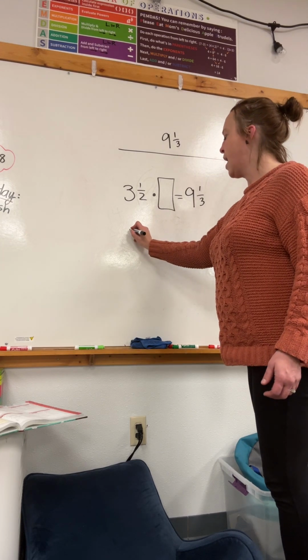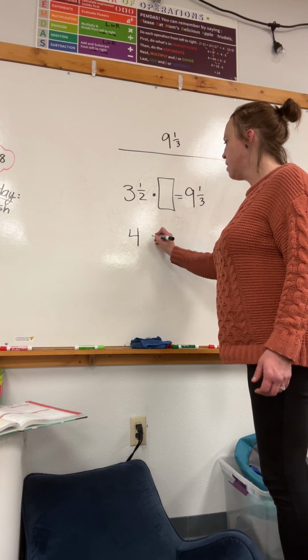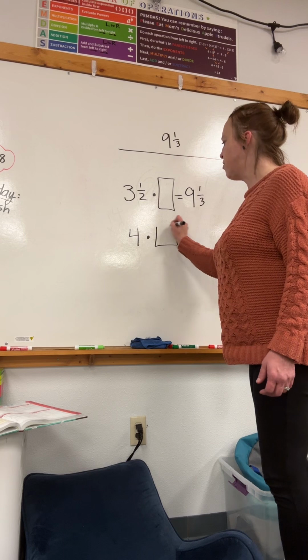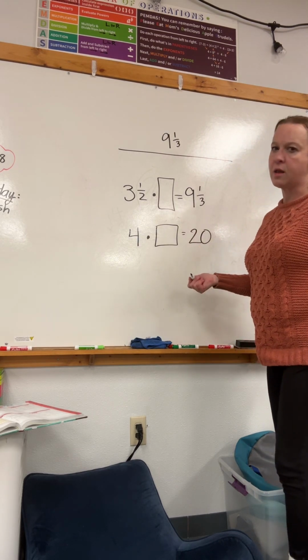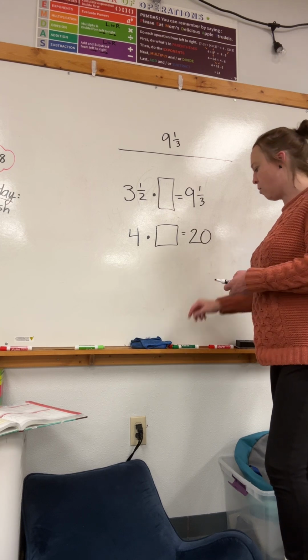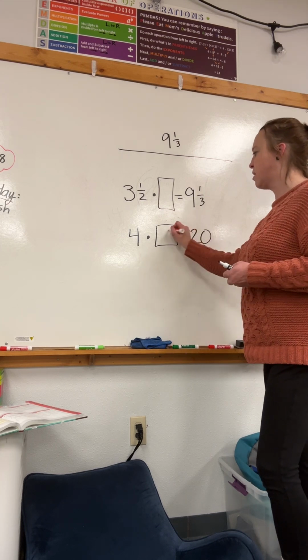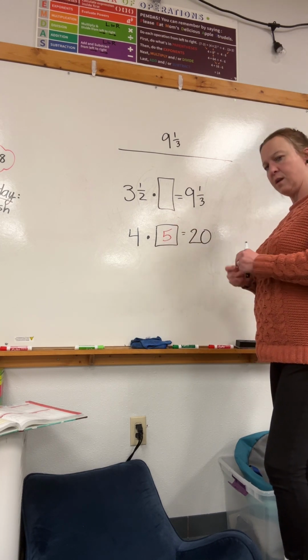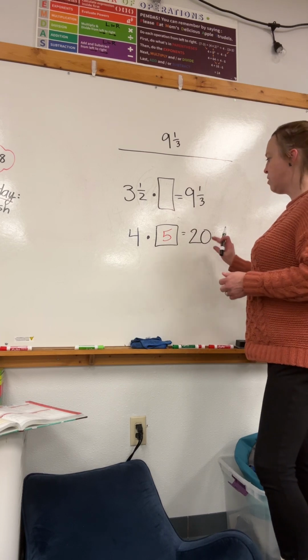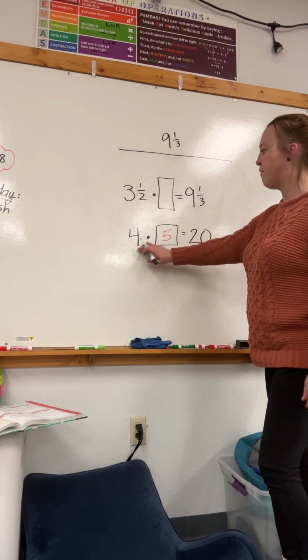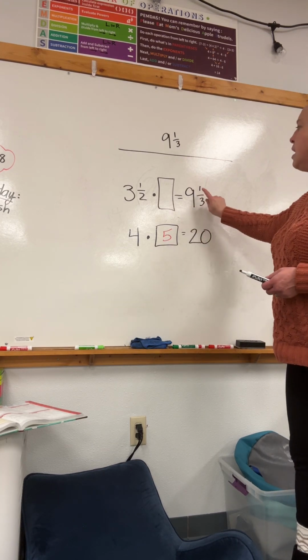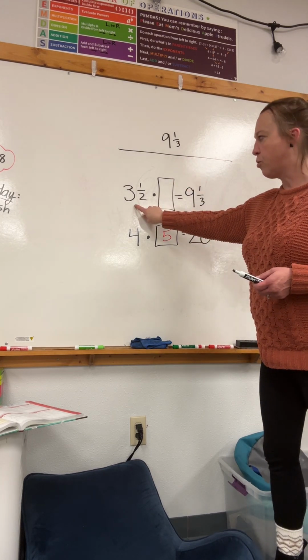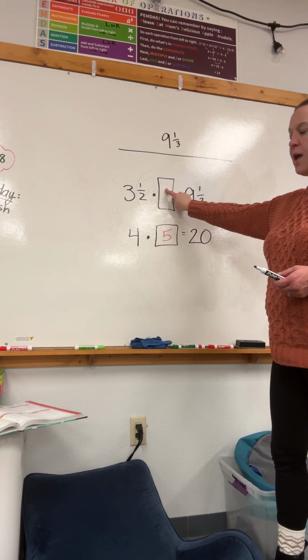Let's say that we have the number 4 times something equals 20. Well, automatically, you probably already know that 5 is going to go in here. But how did you know that? Well, the reason you knew that is because you said, oh yeah, 20 divided by 4 is 5. Well, you're going to do the exact same thing here. You're going to say 9 1/3 divided by 3 1/2 is this number right here.